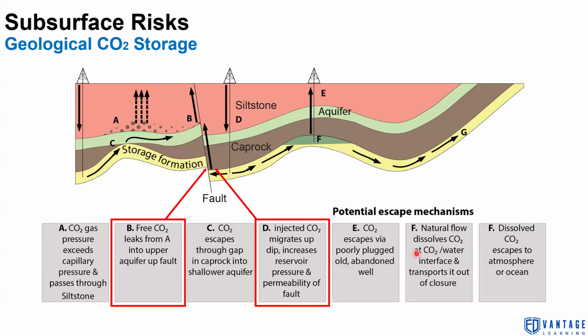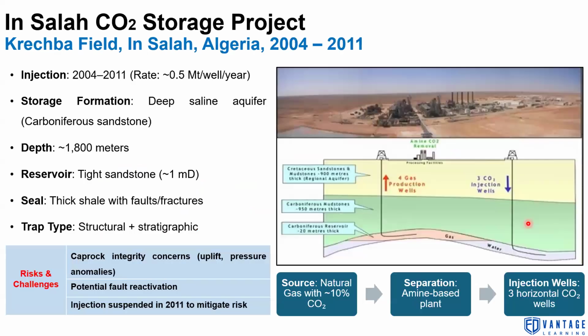F is where natural flow of CO2 dissolves CO2 at the water interface and transmits it to closure. And then through the spill point, it can migrate upward on an outcrop, which is at a farther location. And F is where dissolved CO2 escapes to the atmosphere or ocean. So in light of hydrates, when I want to look at CO2 storage in the form of hydrate, the risk of CO2 escaping into the atmosphere or deep ocean beds is predominant.